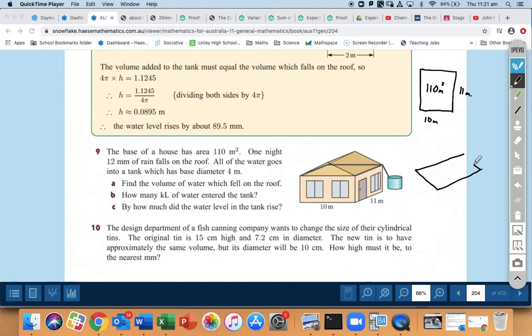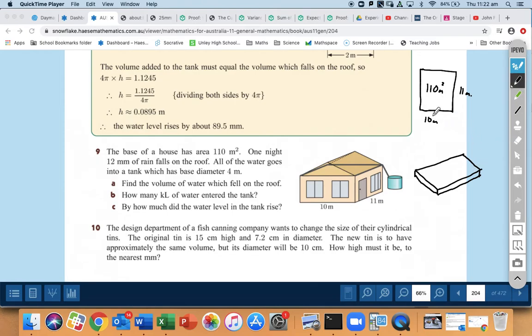you could imagine that this rain, if it was to pile up on the roof and not go down the gutters, would make a rectangular prism shape. So we have 10 meters wide here, 11 meters long there, and this height here was 12 millimeters. To work out the volume of this, we'd have to do length times width times height, but we need to make sure that all our units are the same.